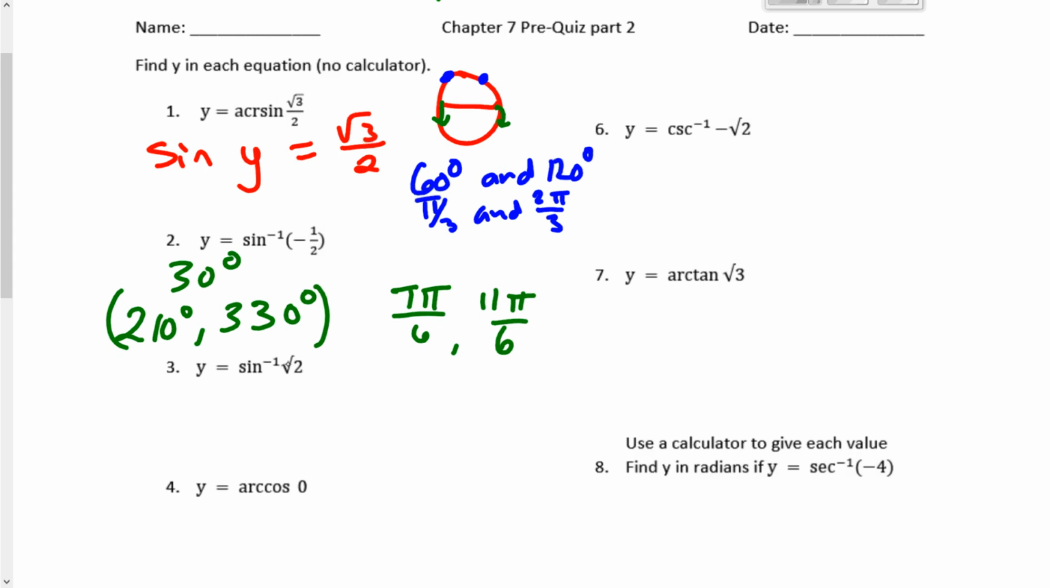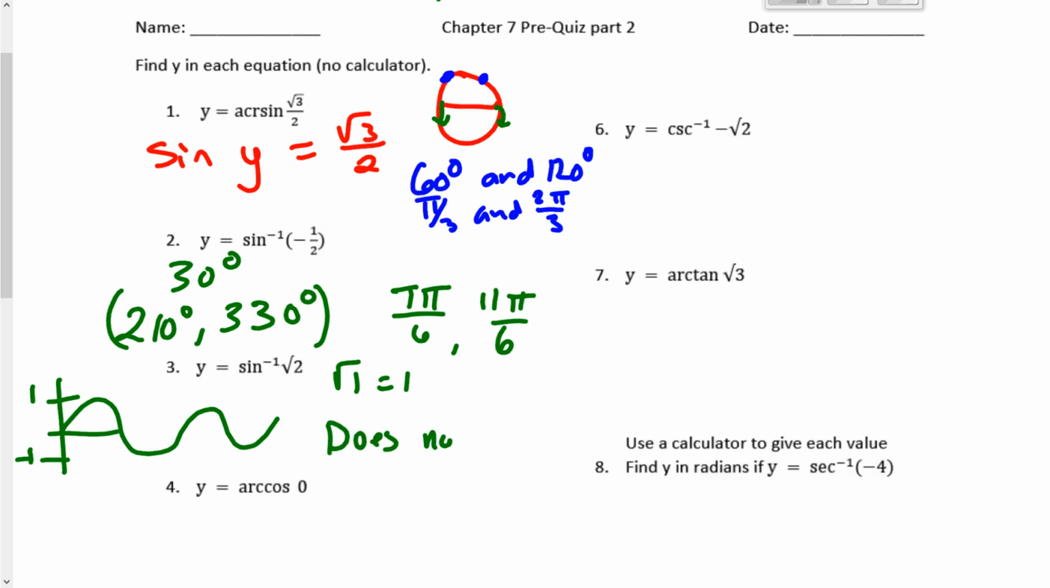Okay, where do we get root 2? Well, root 2, I don't know off the top of my head, right? But I know it's bigger than square root 1, and square root 1 is equal to 1, so square root 2 must be bigger than 1, and sine cannot be bigger than 1. It goes up to 1 and goes down to negative 1. So this does not exist. There is no angle that's going to produce something bigger than 1.